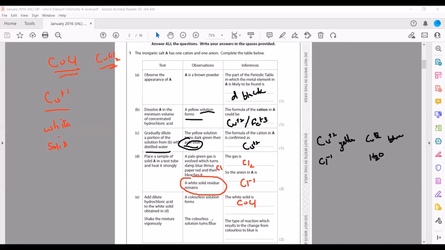Shake the mixture and the colorless solution becomes blue. Why does the colorless solution become blue? Because the copper 1 ion, when we shake, oxygen is there. It is oxidized due to the presence of oxygen, and it turns into copper 2. The solution might change color. There might be two reasons for a solution to change color. One is due to ligand exchange. Sometimes with ligand exchange, the color changes. And the second one is a change in oxidation number.